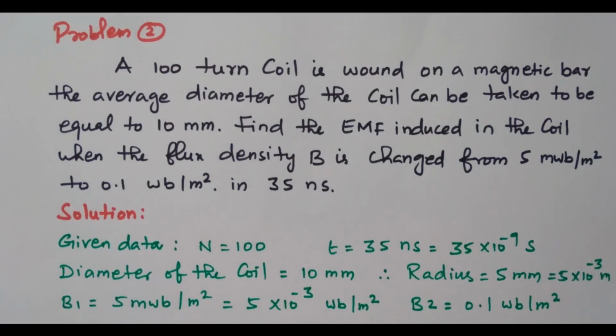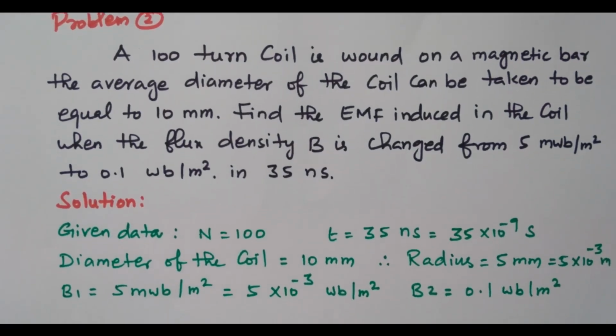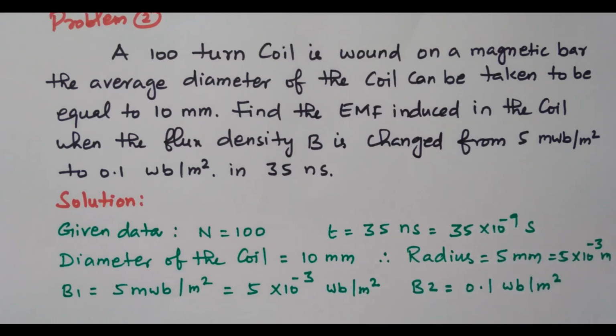Now we'll see the data. What are the data available? The number of turns is given as 100 turns. The time taken to change the flux is 35 nanoseconds, that is 35 into 10 to the power minus 9. Nanosecond means 10 to the power minus 9. The diameter of the coil is 10 millimeter. So the radius is diameter divided by 2, 5 millimeter. So 5 into 10 to the power minus 3 meter.